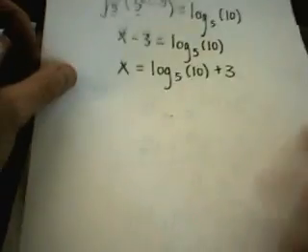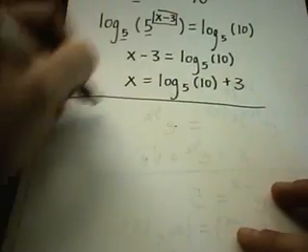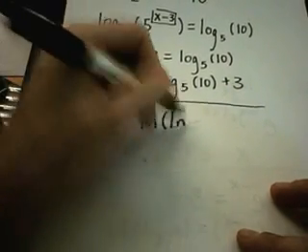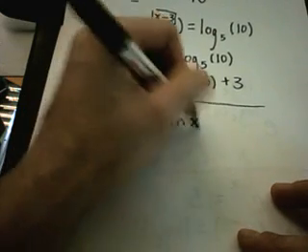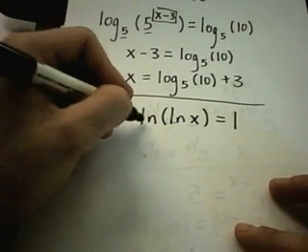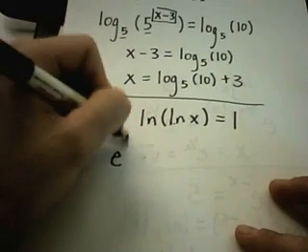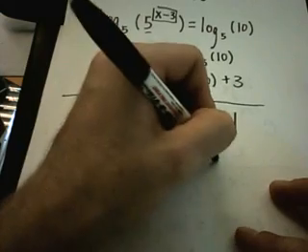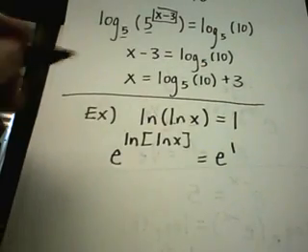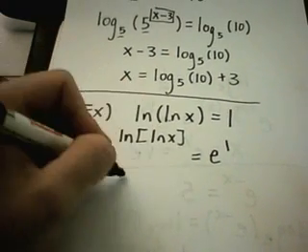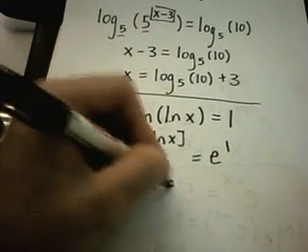You could use these cancellation laws a couple times. So this will be our grand finale here. Suppose I have ln of x equals 1. Well, again, this is log base e. So if I raise e to the left side, I'll raise e to the right side. Again, if you have e and log base e, whatever's next to it, that's what you're left with. So I'll get ln of x equals e to the first.